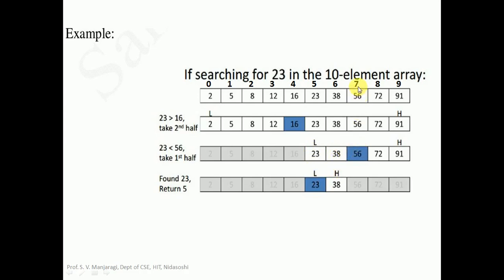The mid we got here is 7. So mid minus 1 will be 6. So high is set to index 6 here. Let us calculate low plus high divided by 2, that is mid. Low is 5. It remains 5 only. And high is set to 6. 5 plus 6, how much is it? 11. 11 by 2, we get the answer as 5.